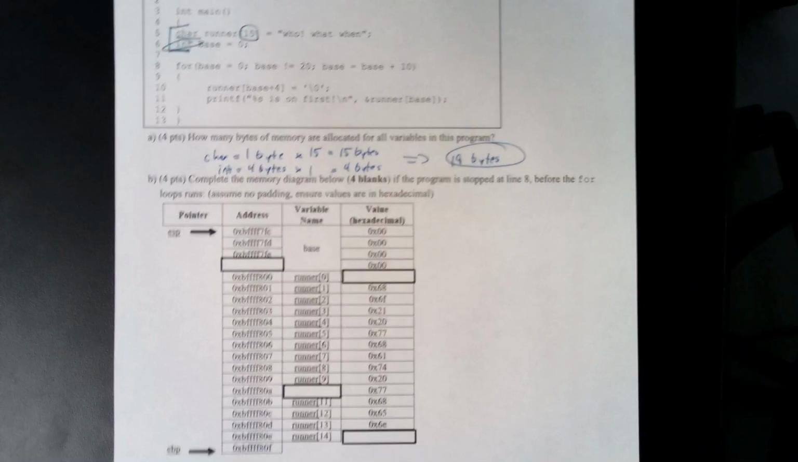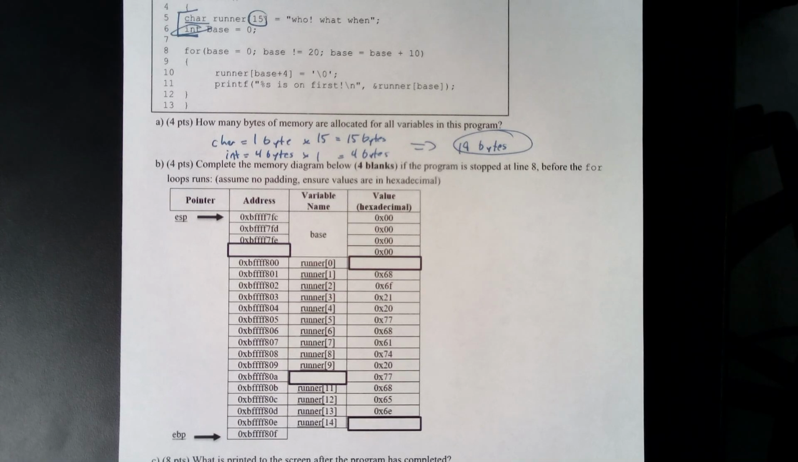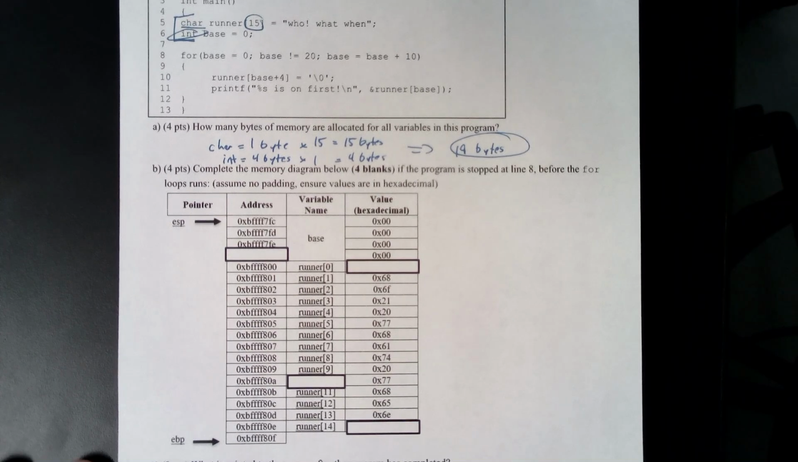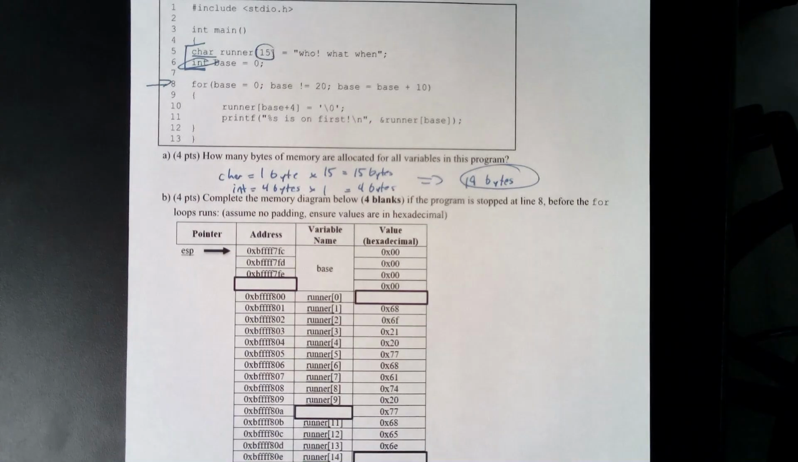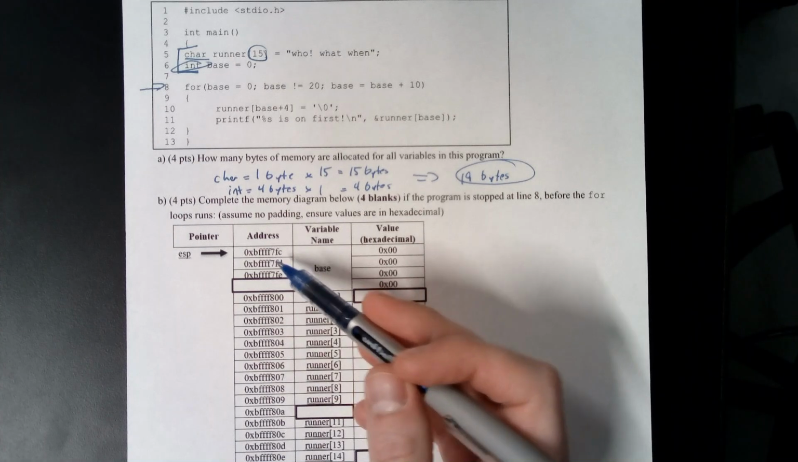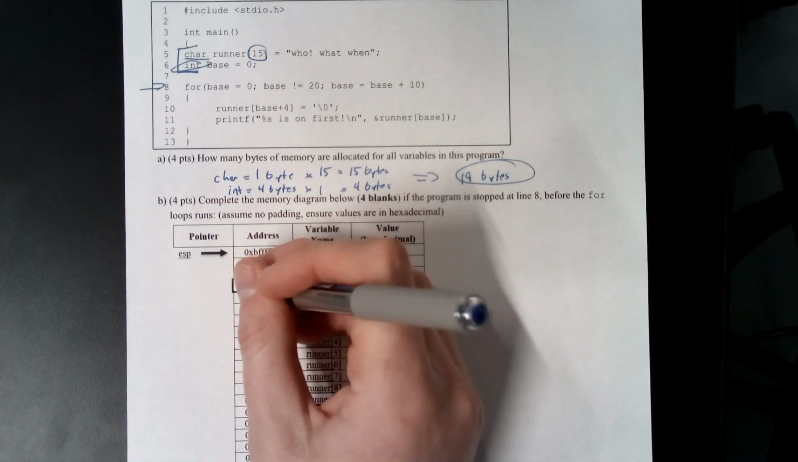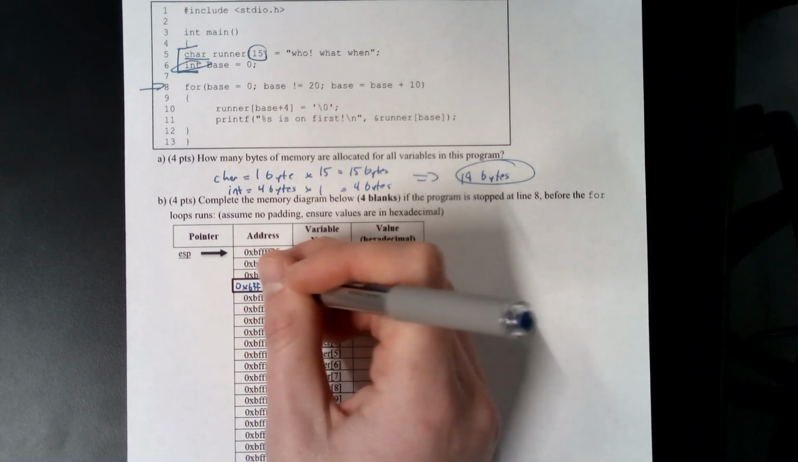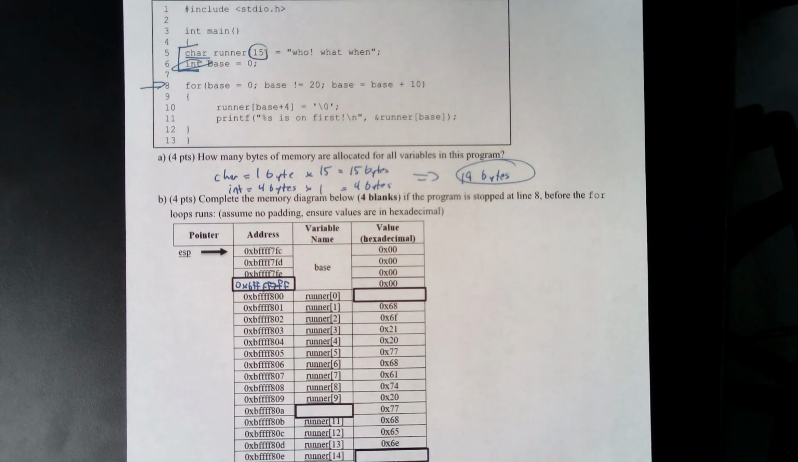Next up, complete the memory diagram if the program is stopped at line 8 before the for loop runs. Assume no padding, ensure values are in hexadecimal. So we're stopping right here before the for loop has executed. And so we're just trying to fill in these values. The left part's pretty easy. You're just counting in hexadecimal. So we're filling in the next value, BFFFF7FF would be after E and between E and 800, right? So just counting up to fill in that column.